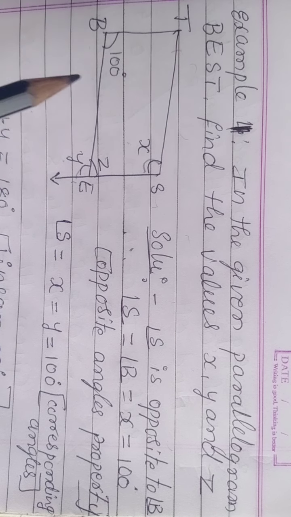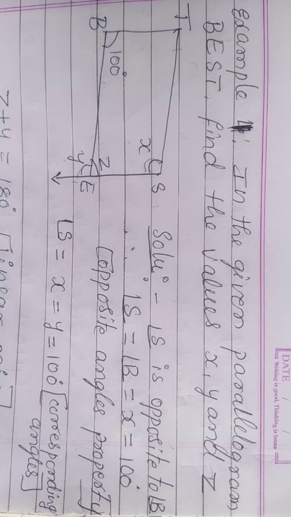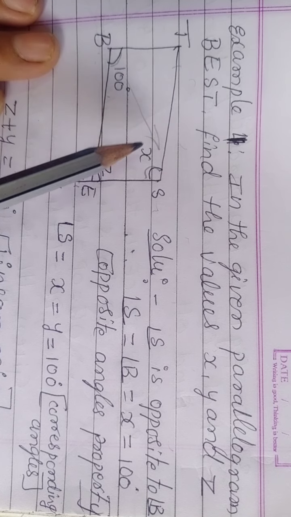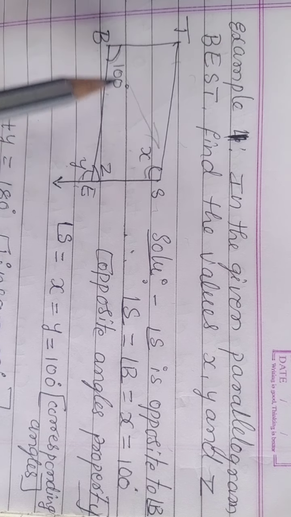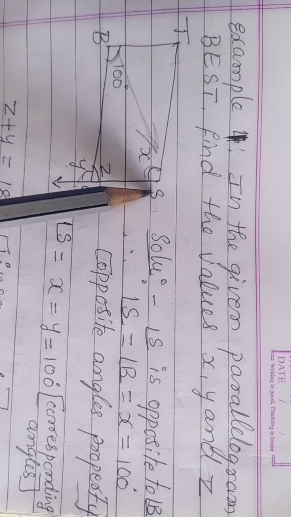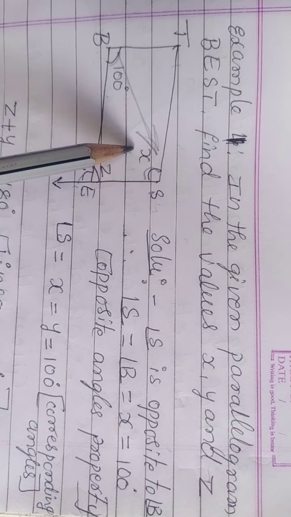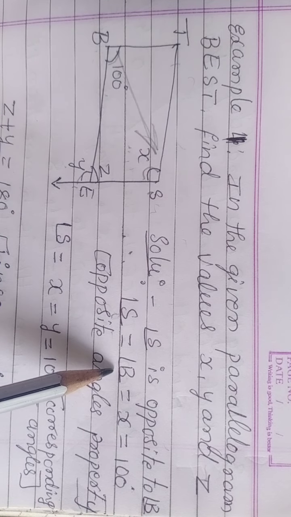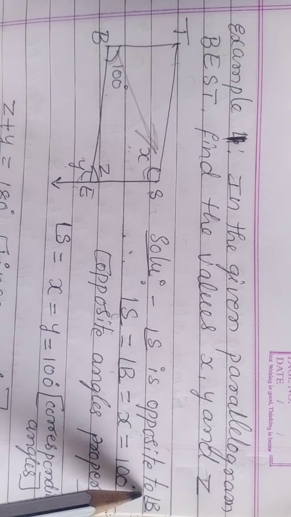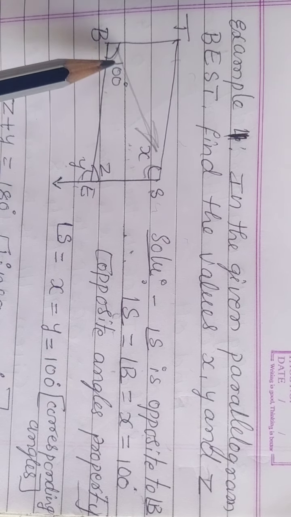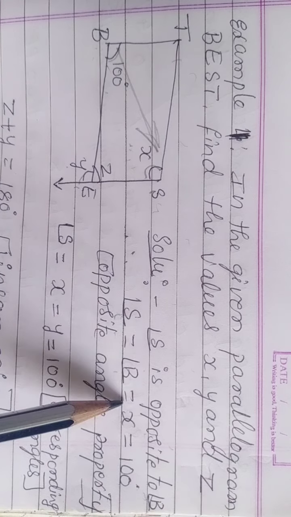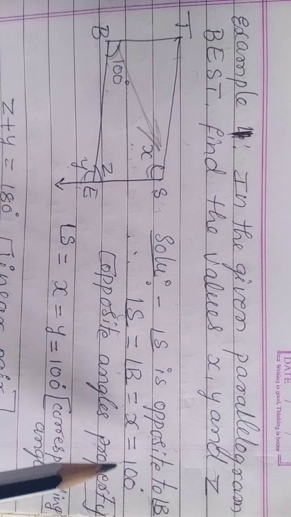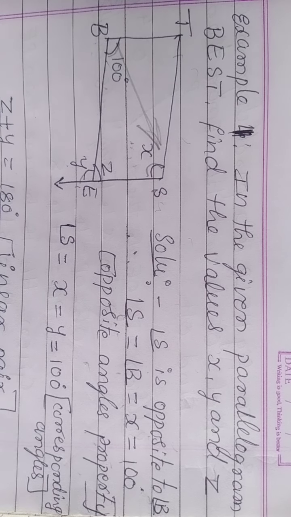How to find by having one angle? Let us discuss. Now for B the opposite angle is x, isn't it? For B, which is the opposite angle? S will be. What is the measure of S? X. So we can write angle S is equal to angle B because S is opposite to B. So what is the measure of B? 100. So x will be 100. On what property did we write? Opposite angle property we wrote.